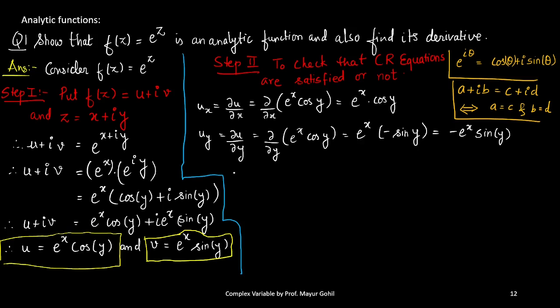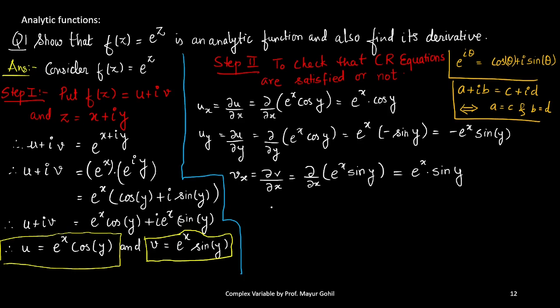Again we calculate here v_x. So v_x is nothing but partial v by partial x, so that is going to be the partial derivative with respect to x of this one. When we calculate here, sine y is constant and the derivative of e raised to x is e raised to x, so the answer is e raised to x sine y.